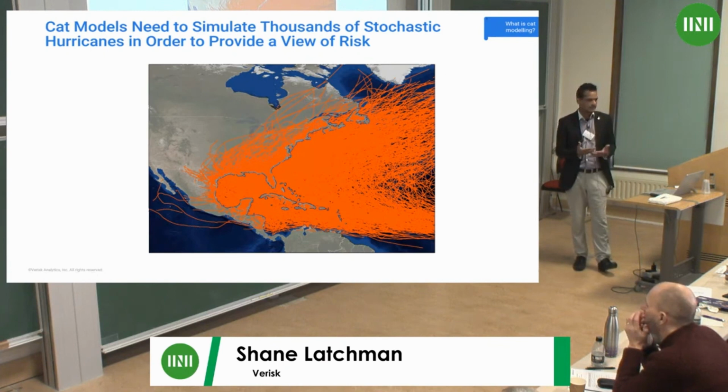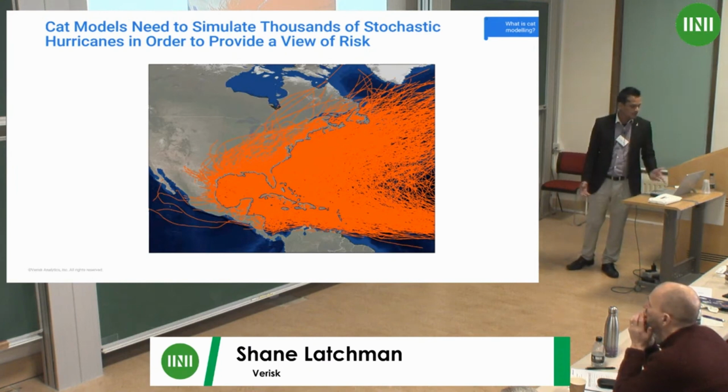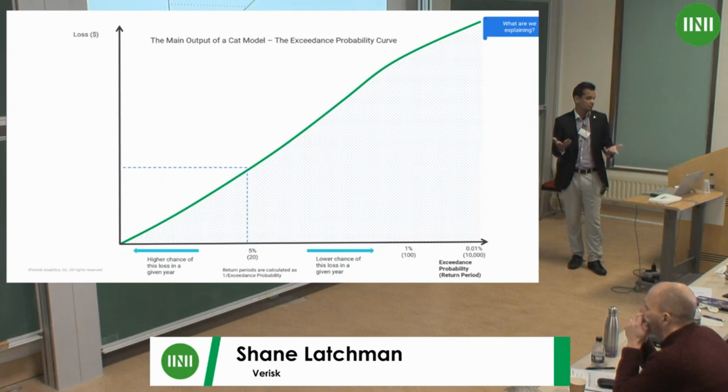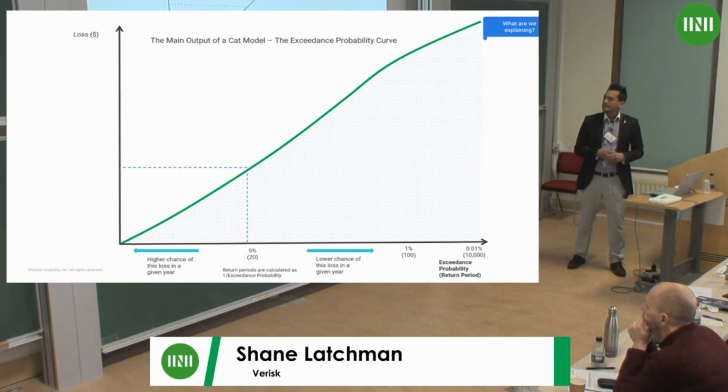And so on. From that, the main single output that you would get from a CAT model or a catastrophe model is what's called an exceedance probability curve, which I'm sure many of you have heard. And this is really the main output. If you want to think of one output, what's the one thing you get, it's this. I'll just explain this as a setup for some of the future slides.